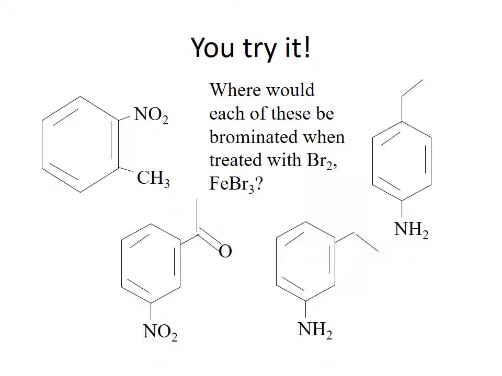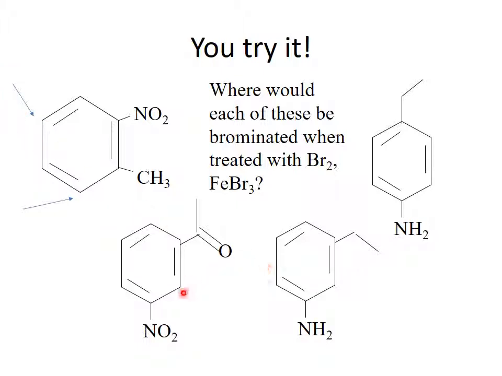Go ahead and try to identify where each of these would be brominated when treated with bromine and iron(III) bromide. Well, if I look at this, you will see that you have a nitro group here and a methyl group here. The methyl will be an ortho-para director, and if you look, the nitro group is pointing to the two positions here also, which are meta to it. So where would bromination occur? Bromination would occur here and here, although it would be more likely in the first identified position.